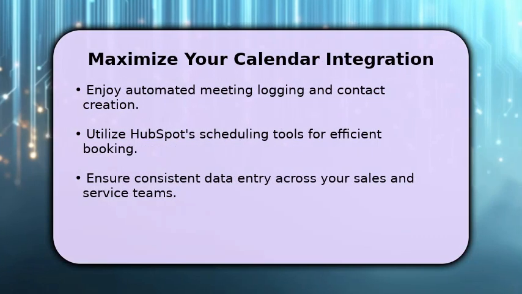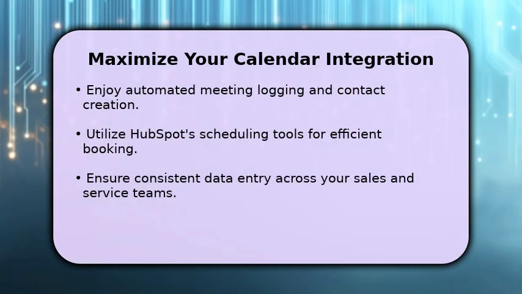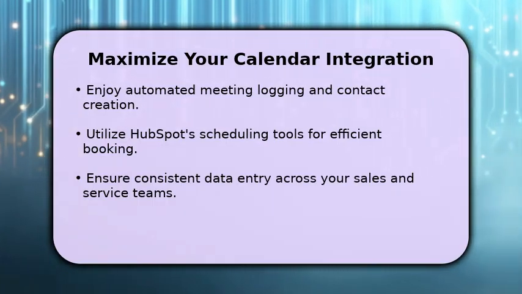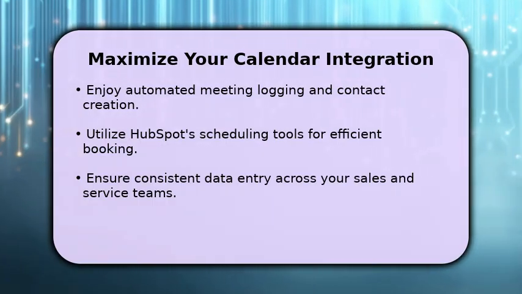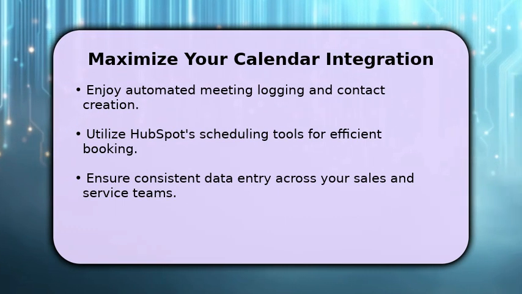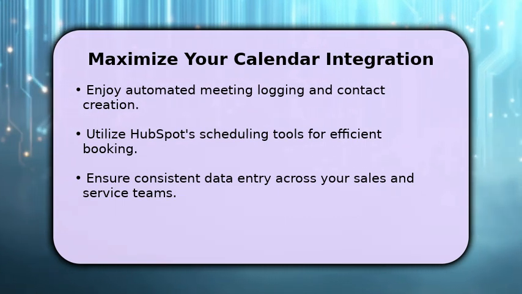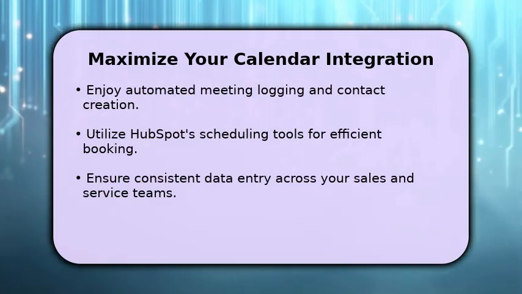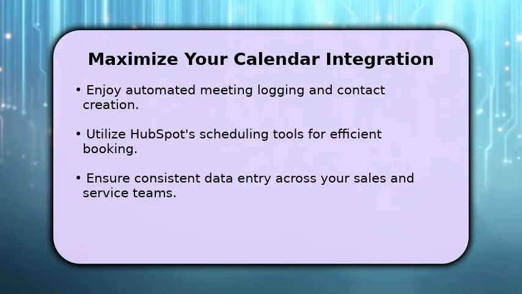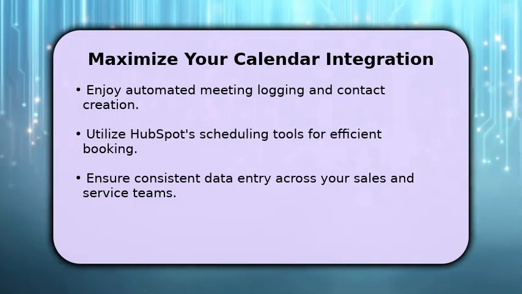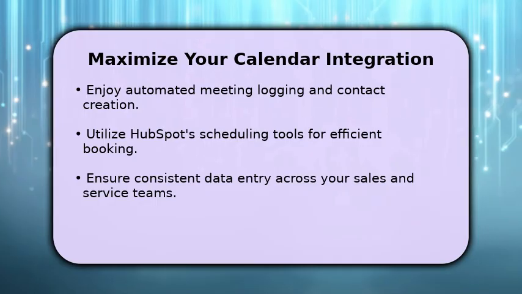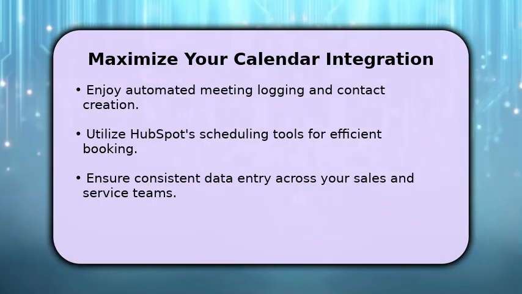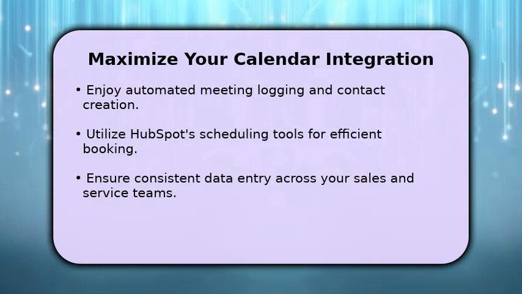With your calendar successfully integrated, you'll immediately experience several benefits. Automated meeting logging saves significant time, ensuring no interaction is missed. HubSpot scheduling tools, like meeting links, become even more powerful, allowing prospects to book time directly on your calendar. This seamless connection enhances data accuracy and provides a comprehensive view of customer interactions, empowering your team to work more efficiently and effectively every single day.